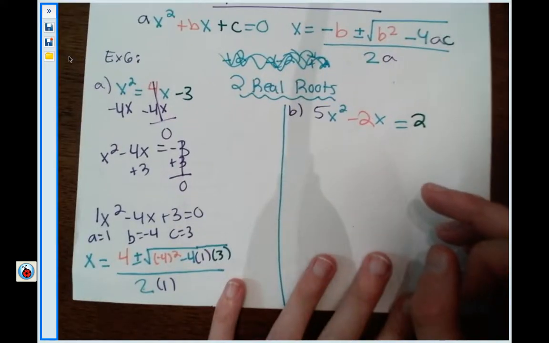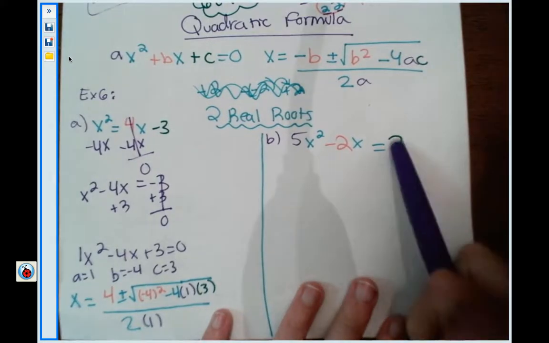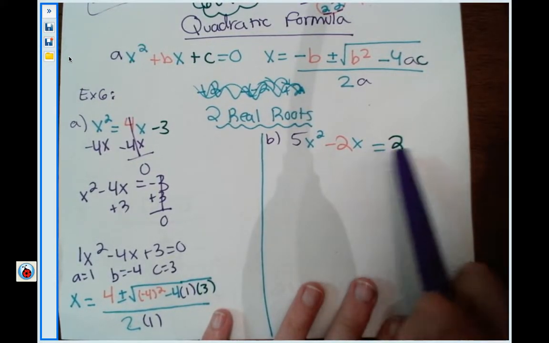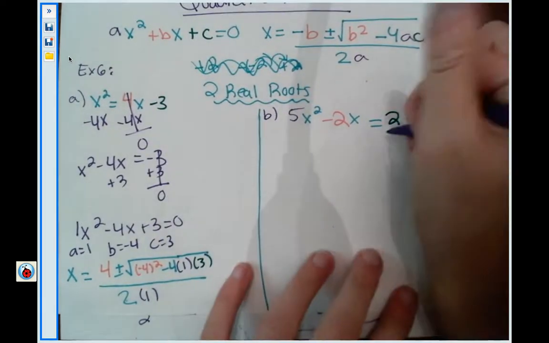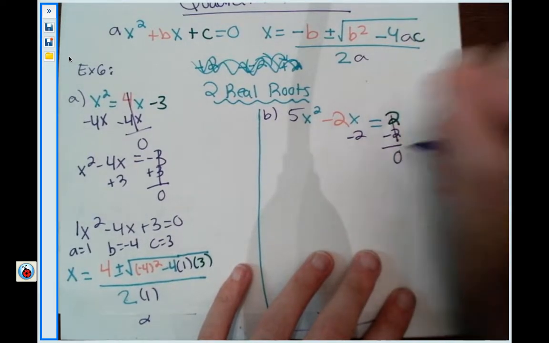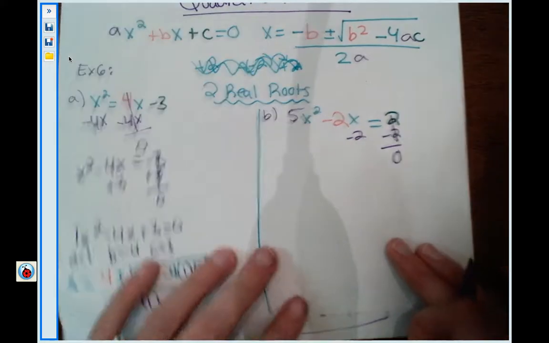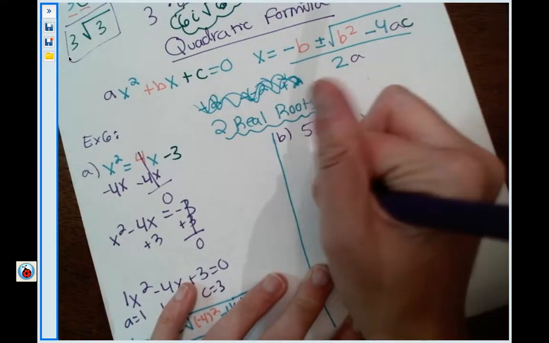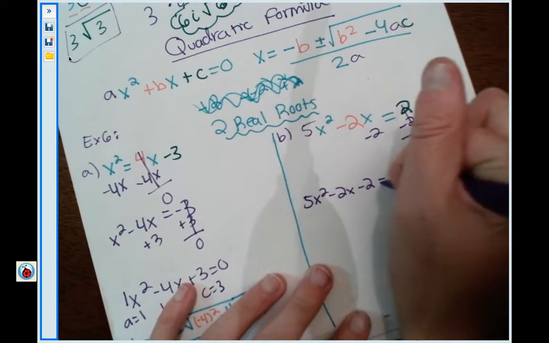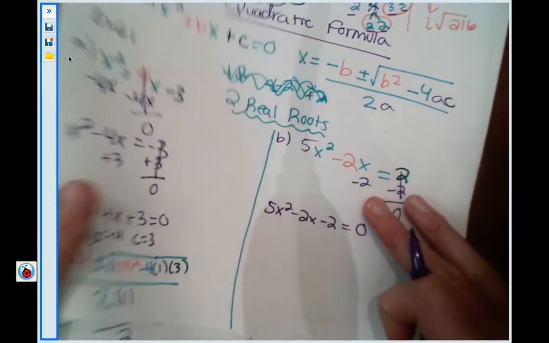Okay, so part B. First thing, we must make sure this equals 0, and I need to move a 2 over. The way that I move 2 over is by subtracting it on both sides. 2 minus 2 cancels out and turns to 0. Now I can't combine the 2 with anything because none of these are like terms. So far I'm looking at 5x squared minus 2x minus 2 equals 0.